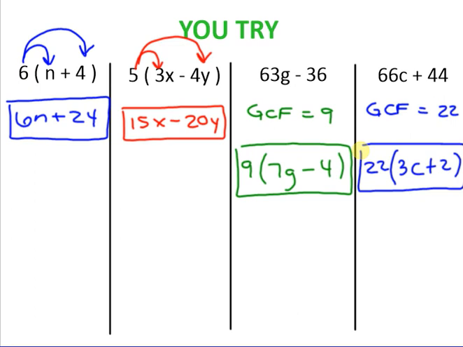The third one, the GCF is 9, and so you have a 9 on the outside, and then 7g minus 4 on the inside. For the fourth one, the GCF is 22, not 11, so be careful. So 22 on the outside, and then 3c plus 2 on the inside.